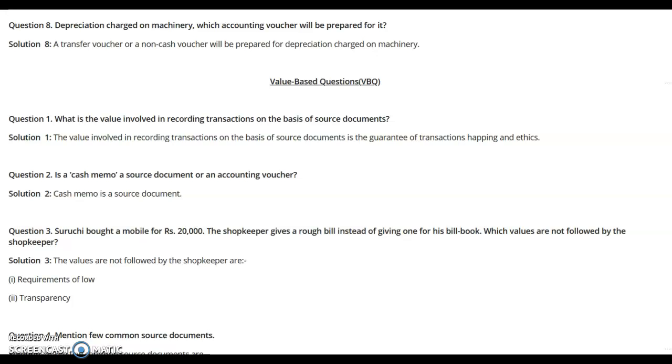Is a cash memo a source document or an accounting voucher? A cash memo is a source document because it originates from a third party.